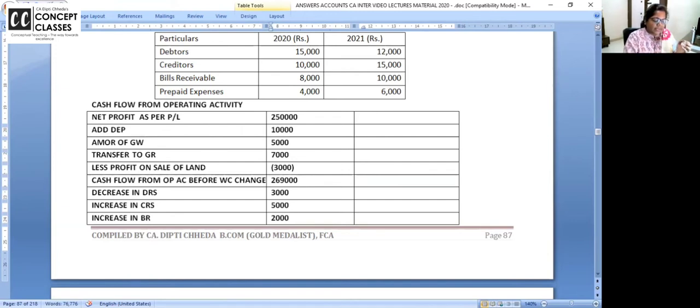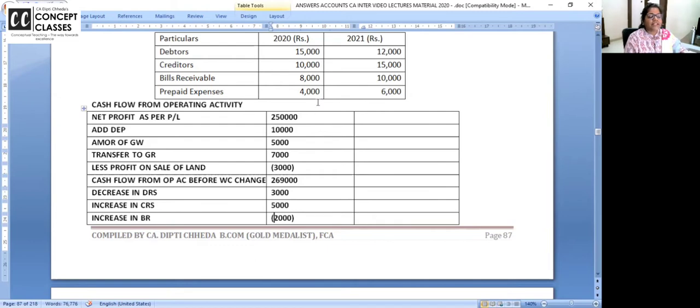So what do I call it? Outflow. If bills receivable would have decreased, it's good. Bills receivable in cash हो गए, पैसे आ गए. Now increase in the bills receivable is more money is blocked in your bills receivable. All clear to all of you? So this is increase in the bills receivable.